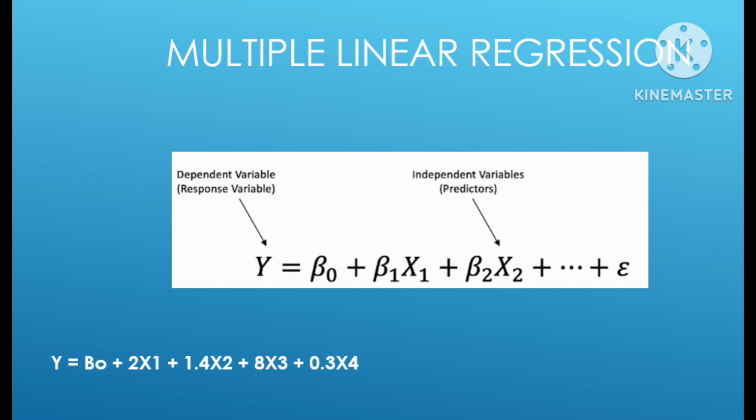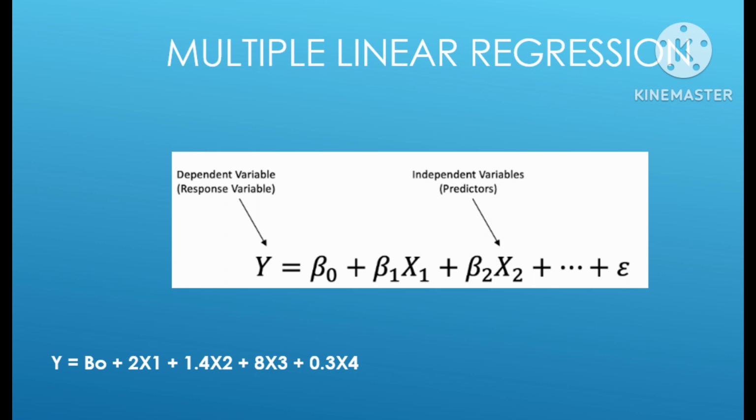If we see this equation, x3 has the highest value for beta, right? So we can say that whatever the factor x3 is, it is going to have the maximum impact on predicting y. It is of most importance.